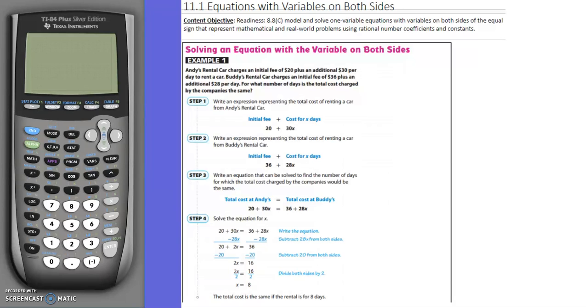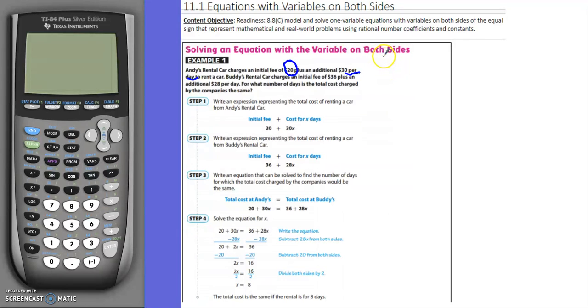Okay, 11.1 equations with variables on both sides. So, example number 1. Andy's rental car charges an initial fee of $20. So we know that we're going to have an initial fee of $20 plus an additional $30 per day. So we're going to have a constant and a variable on both sides.